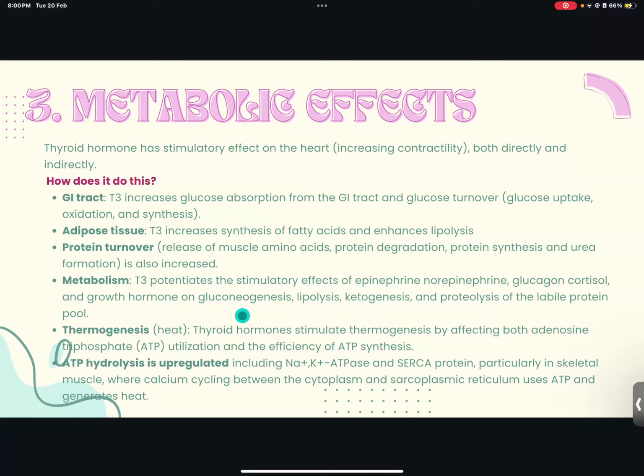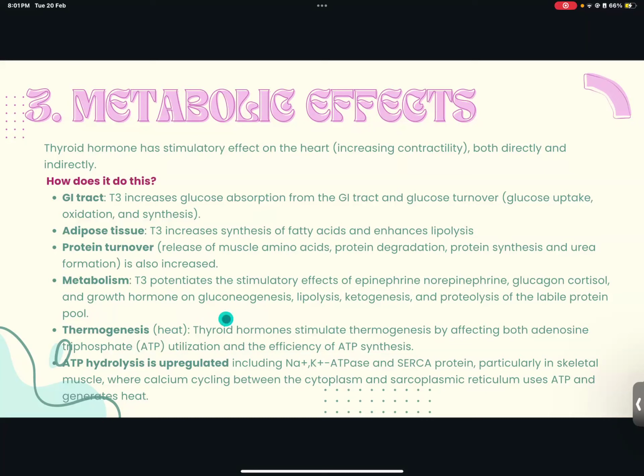Then we have the point about thermogenesis. Now, you can't live your life without having heat in your body. Heat is necessary for all the enzymes in your body to work, so that your enzymes are not denatured, and not slowed down. They have to be at a heated state, right? You can't be hypothermic or hyperthermic, right? So thermogenesis is responsible for heat production. And thyroid hormones are going to stimulate thermogenesis by affecting ATP usage and the efficiency of ATP synthesis.